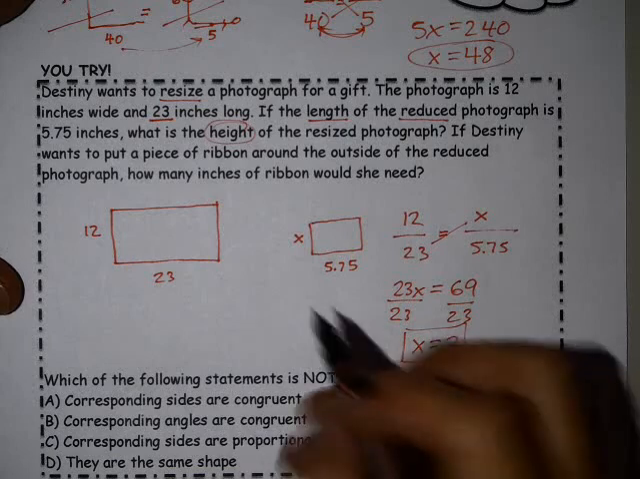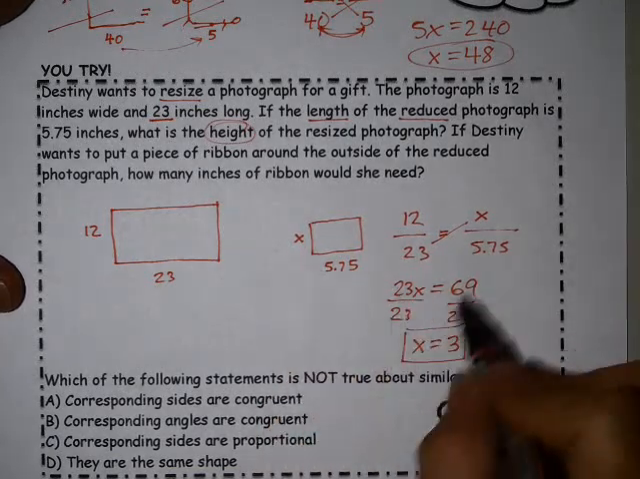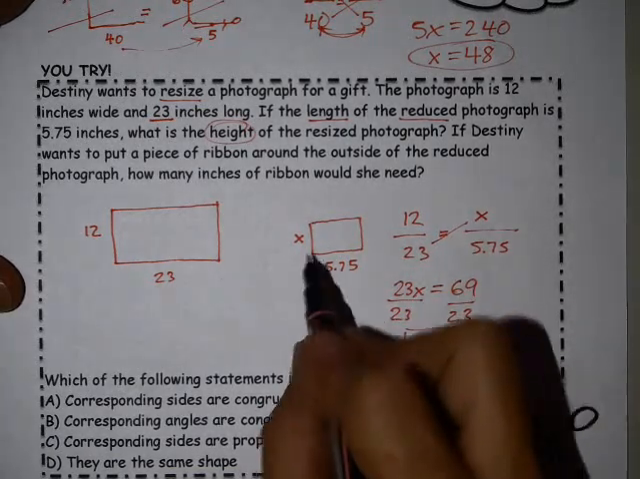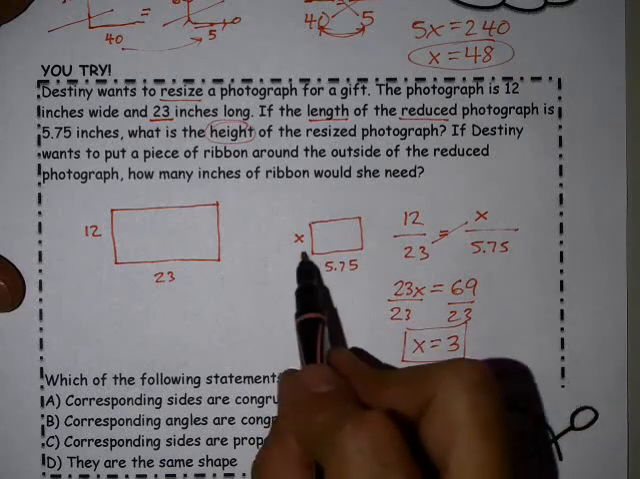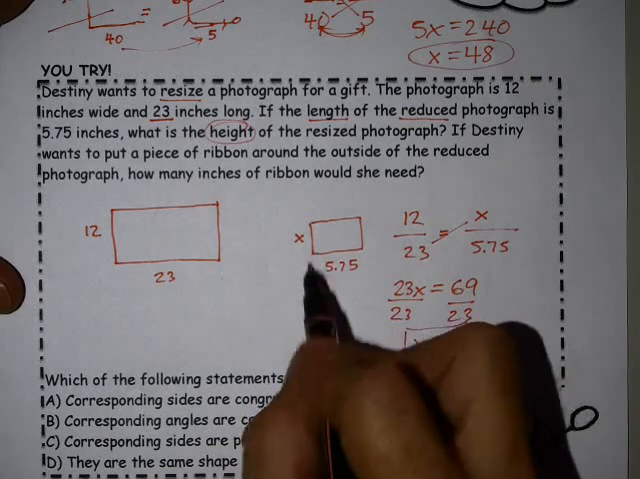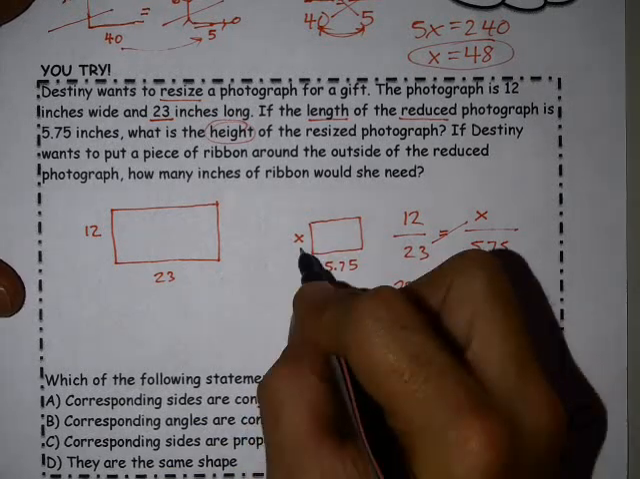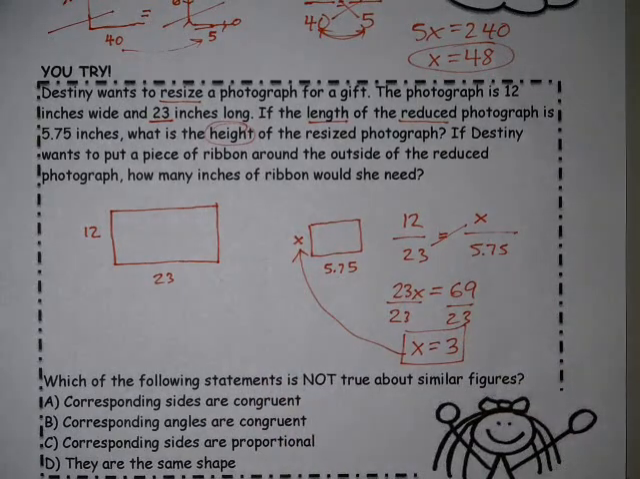And that should make sense. If I messed up this proportion at all, this answer would not match up with this. It would be probably way too big for this. This side should be shorter. So if I'm saying that side is 3, that should make some sense.